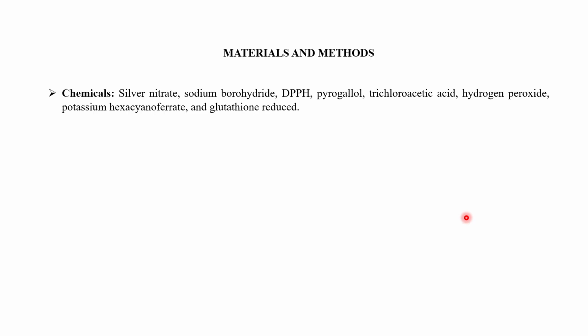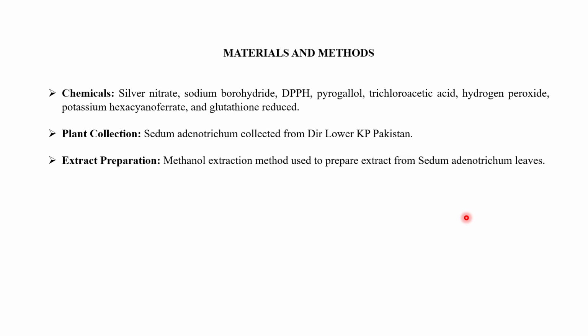In materials and methods, we needed silver nitrate, sodium borohydride, DPPH, pyrogallol, trichloroacetic acid, hydrogen peroxide, potassium hexacyanoferrate, and glutathione in the reduced form. The plant was collected from Dir Lower, KP, Pakistan, and the extract was prepared by the methanolic extraction method from Sedum adenotrichum leaves.